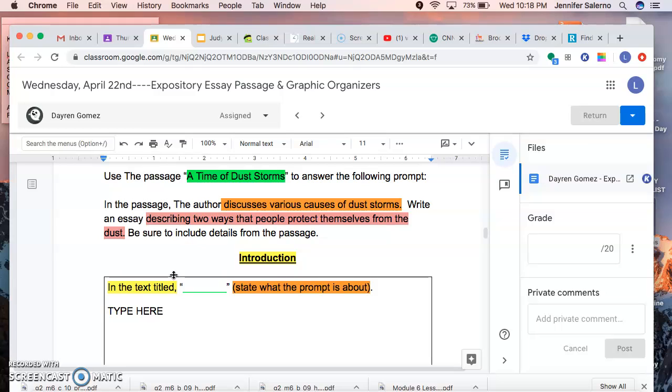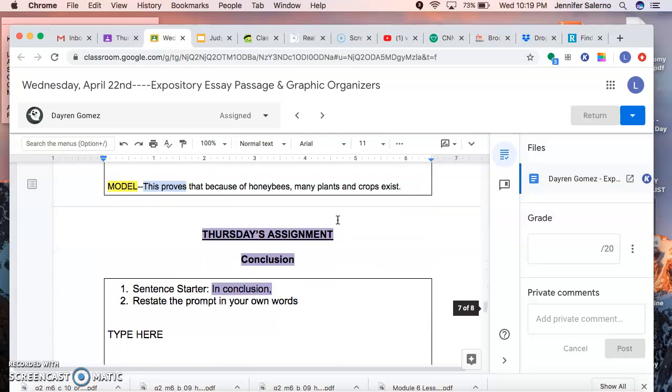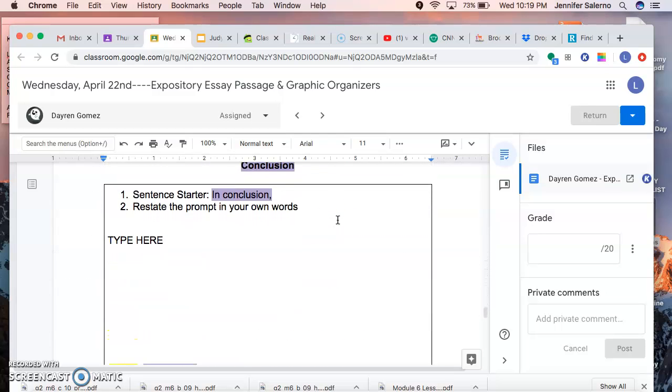This is what you wrote about. These are your main topics. So we need to remember that your entire essay has been about people protecting themselves from the dust, okay? So now when I come down to the conclusion, where it says type here, I'm going to type in conclusion. We always start with in conclusion. That's showing the reader that you are ending your essay.